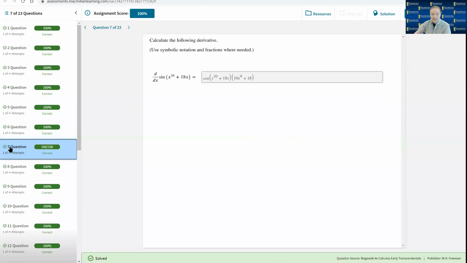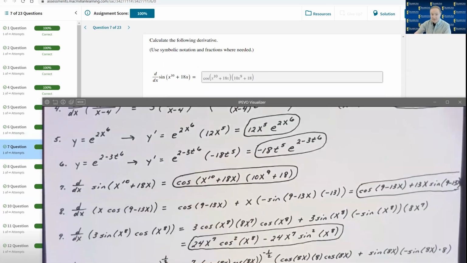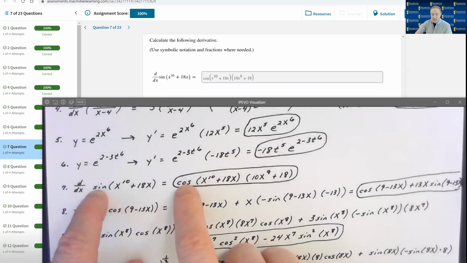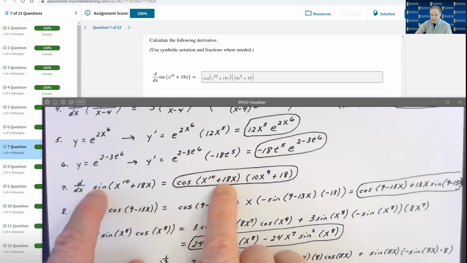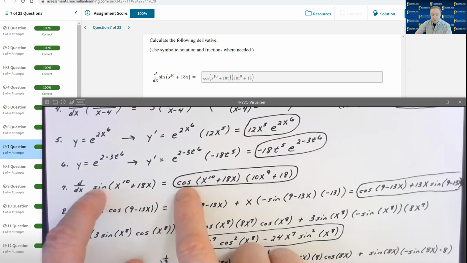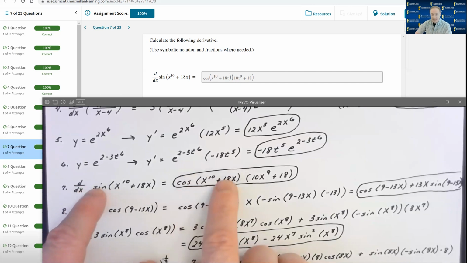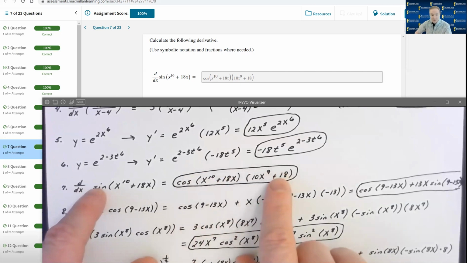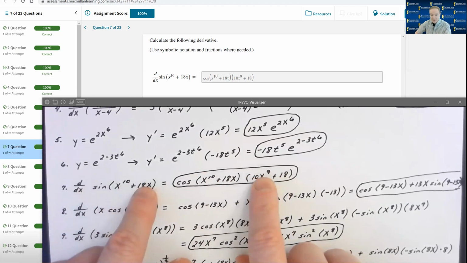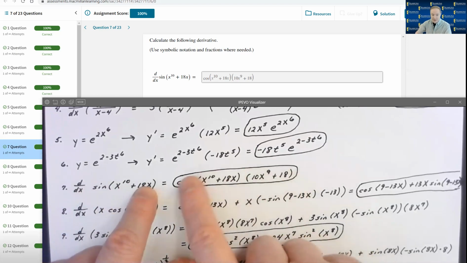For number 7, so it's giving me a function within a sine function. So I can say, okay, again, the sine function is the outer function. I know I can say, well, derivative of sine is cosine. Please remember, you always keep the angle. So angles will never change through differentiation or integration. So I can say, well, derivative of the outside, keep the inside, times the derivative of what was inside. Derivative of x to the 10th is 10x to the 9th. Derivative of 18x, 18. Final answer there.